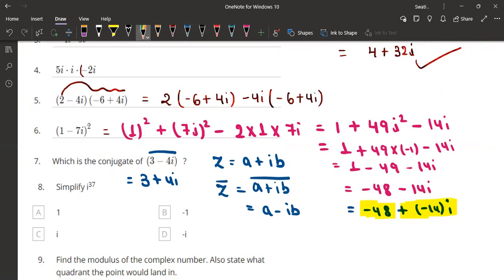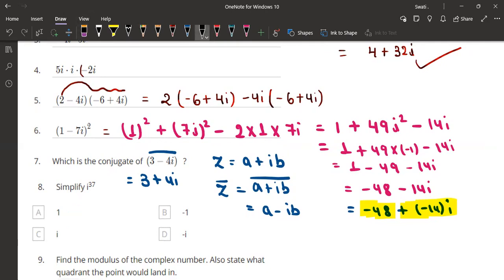Now, next is i raised to 37. We need to simplify this. It looks difficult because it has a power of 37, but it is very simple. We will simply use the concept of exponents. All right, let me erase this.